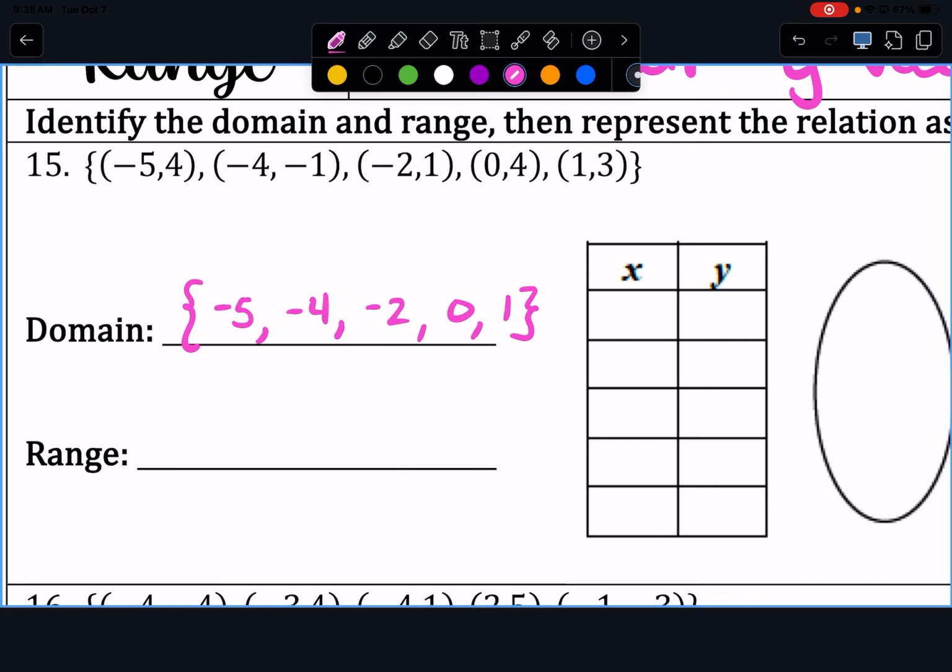And 1. There are 5 items in the domain. That is just our x values. That's all we need.